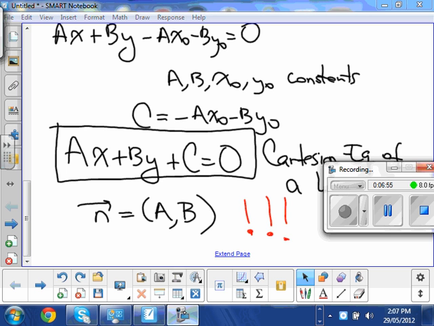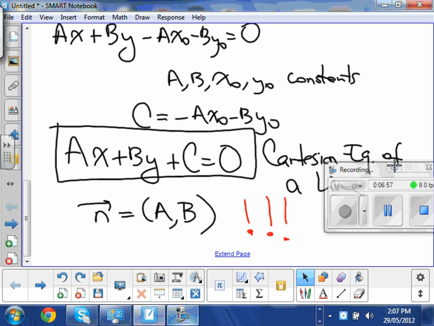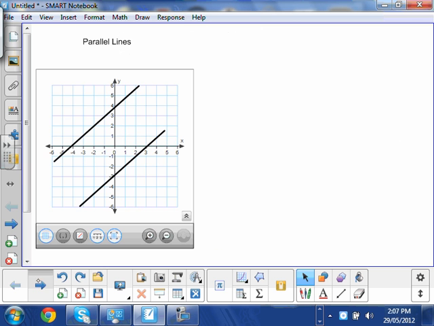Let's see how we are doing. We are doing okay. We still have time to have some discussions. Good. Let's move on. Let's talk a little bit about parallel lines. What is the condition for two lines to be parallel in terms of their normal vectors? What can we say about that? Well, first of all, let's draw their normal vectors.